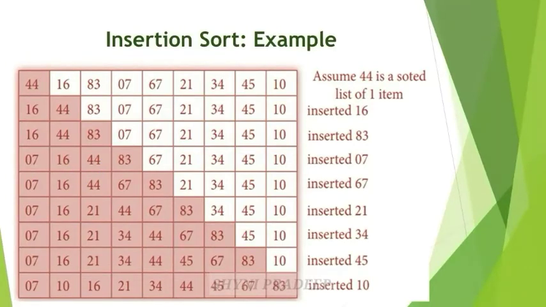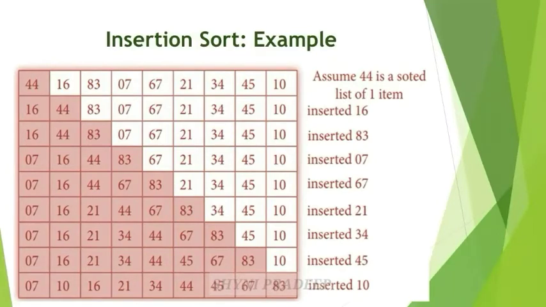So this is pass 4. After pass 4, insert the next element, 67. This 67 is greater than 44 and smaller than 83. So this will come here. So we have to write 7, 16, 44 and next this 67 and 83. So this is pass 5.